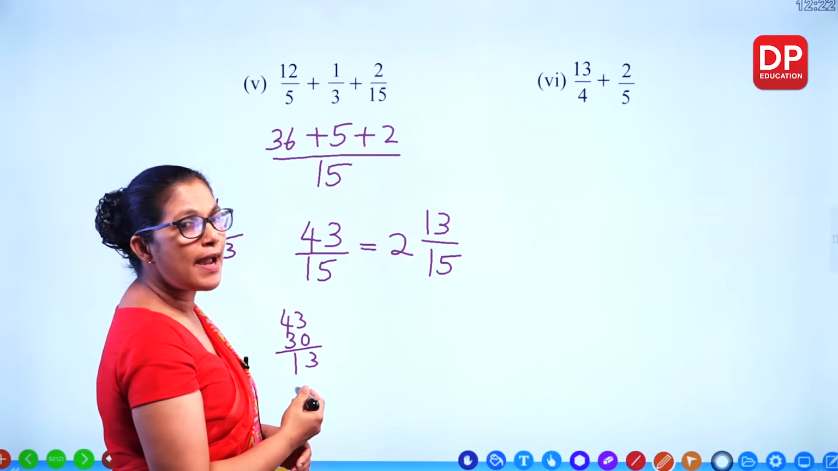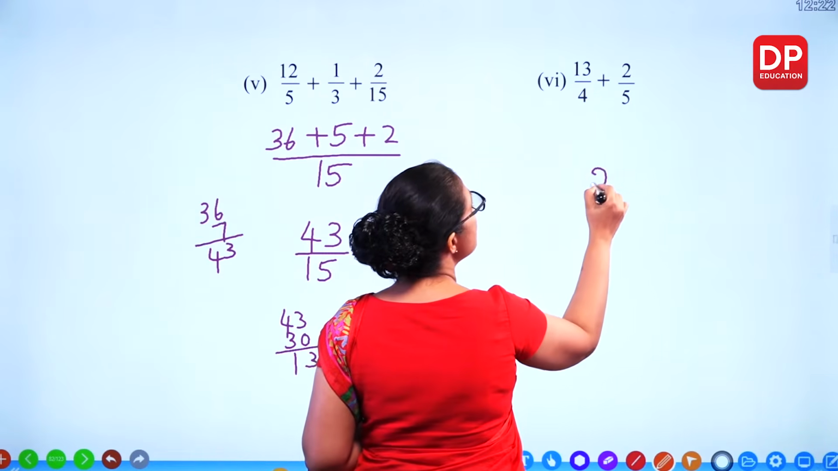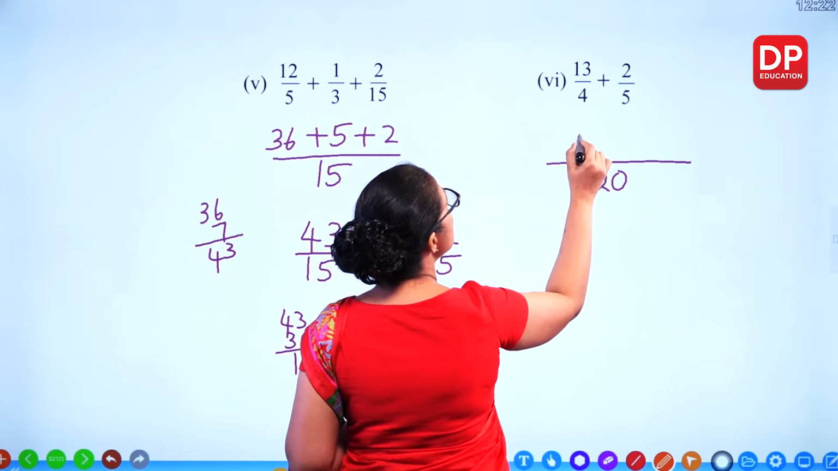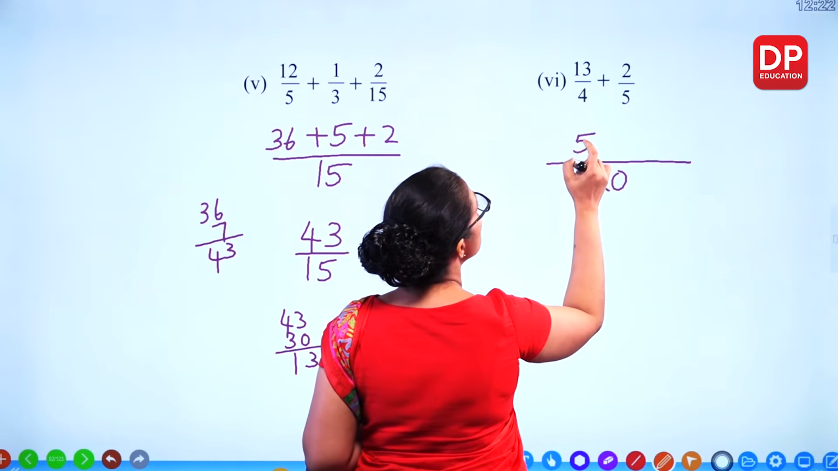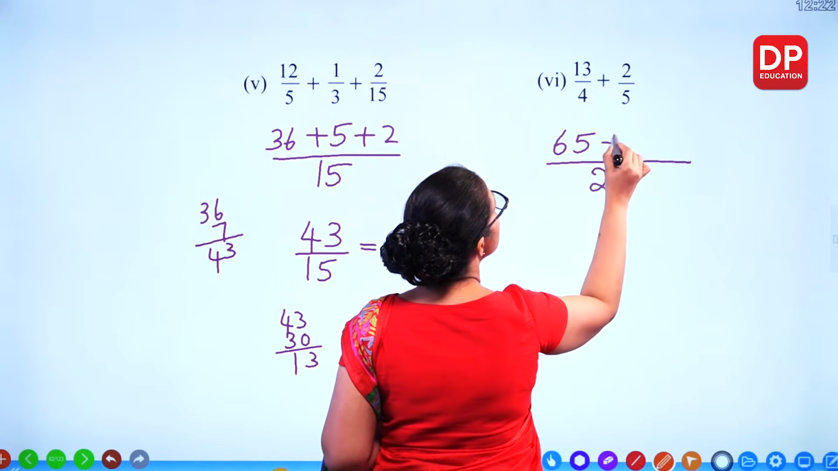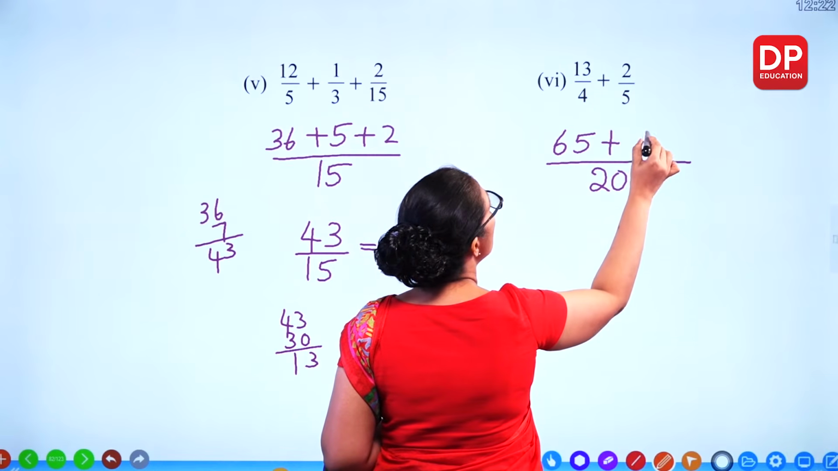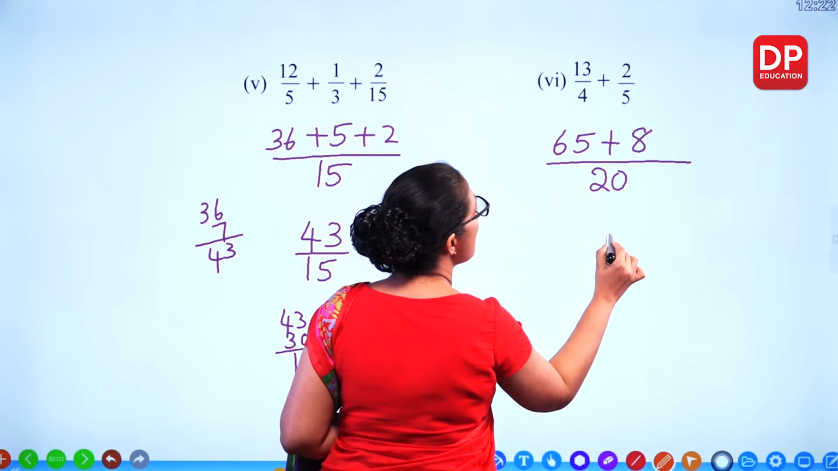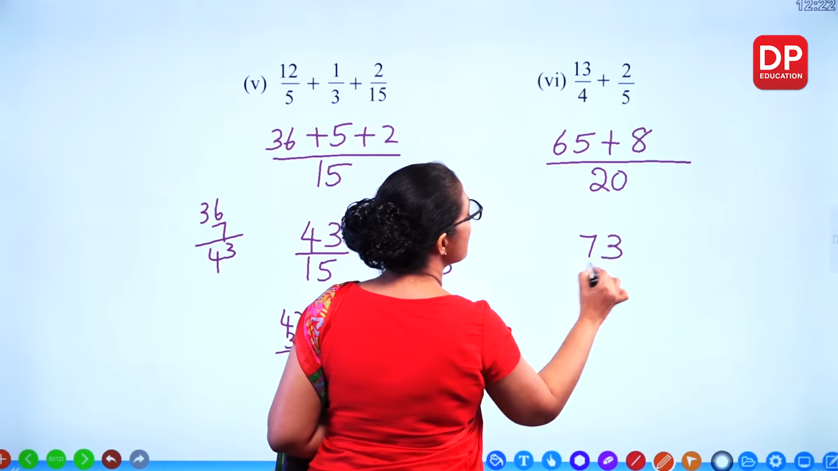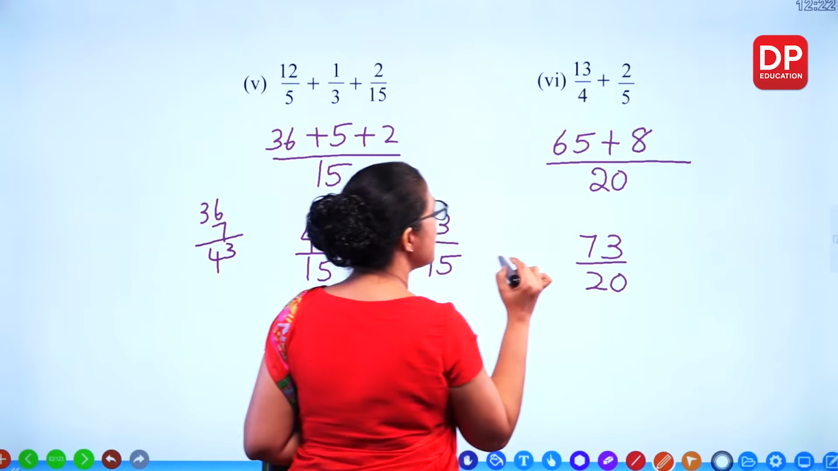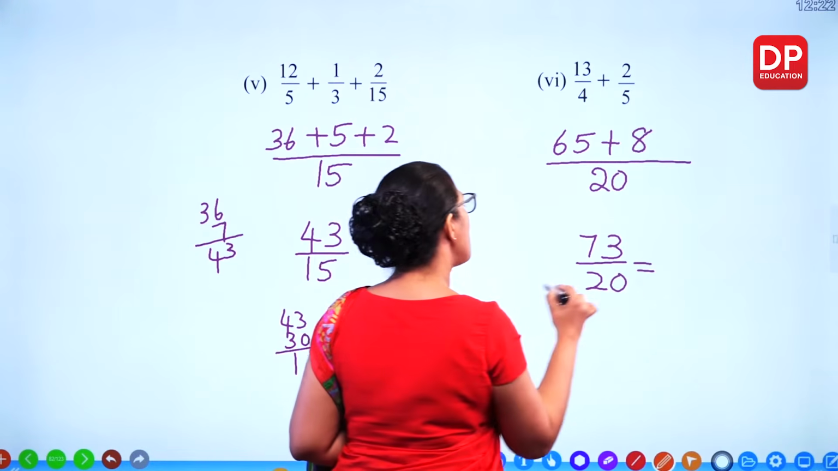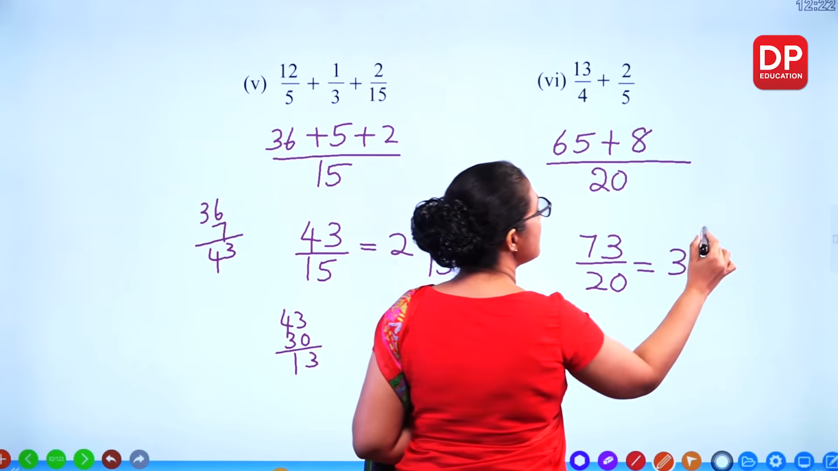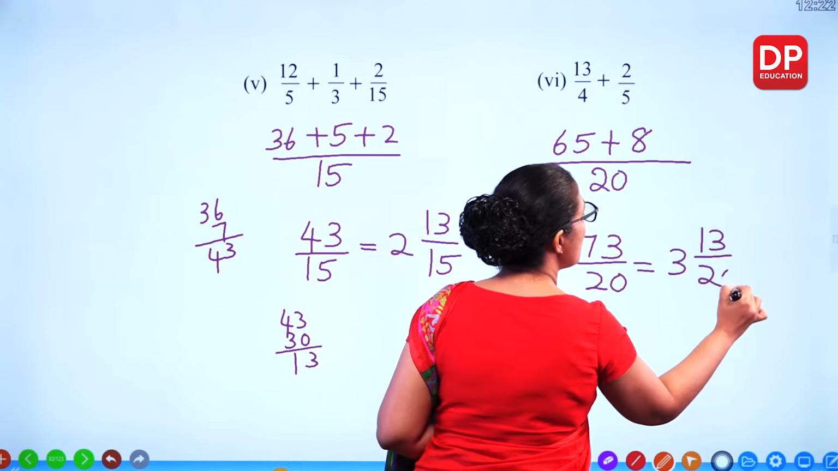These two, 4 and 5. What's the common denominator? 20. Convert to 20. Multiply by 5. 5 times 3, 15, 1 remaining. 5 times 1, 5 plus 1, 6. And here multiply by 4, you get 8. Add these two, 8 plus 5, 13 and 7. So 73 over 20. So how many 20s? That's 3. You get 60. Then 13 remaining out of 20.